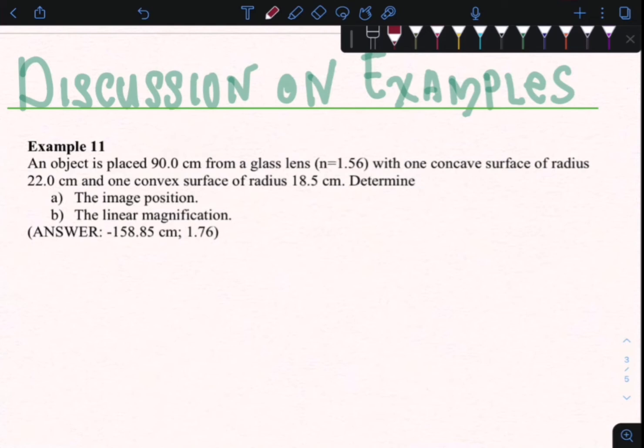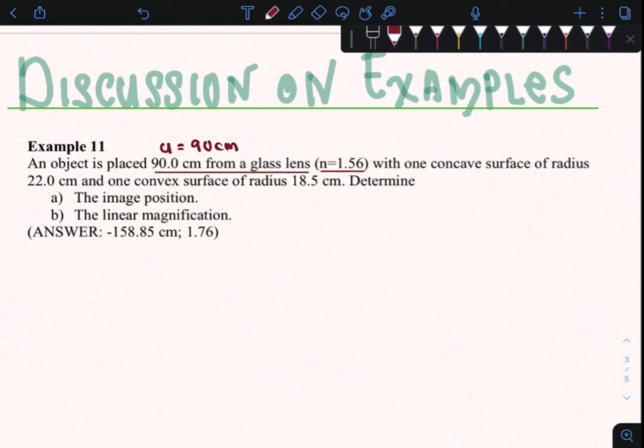So in the question, you have the object placed 90 centimeter from the glass lens, which means that your object distance is given as 90 centimeter. In our syllabus, we only look at the real object, so our U here is positive. So we have a real object of 90 centimeter from the glass lens, and that glass lens has a refractive index of 1.56.